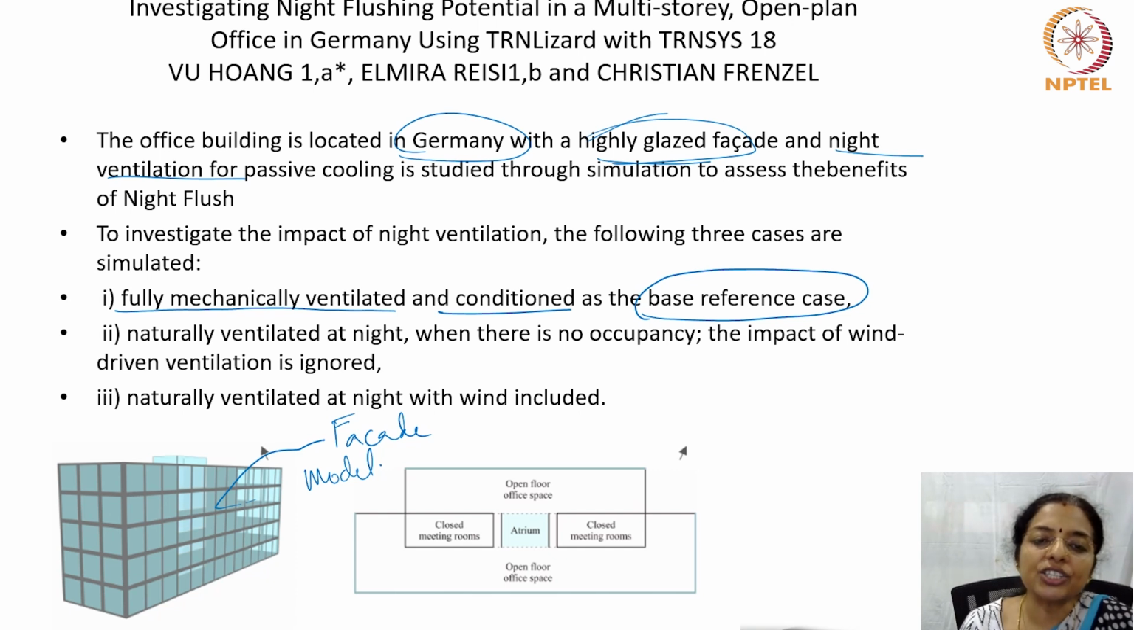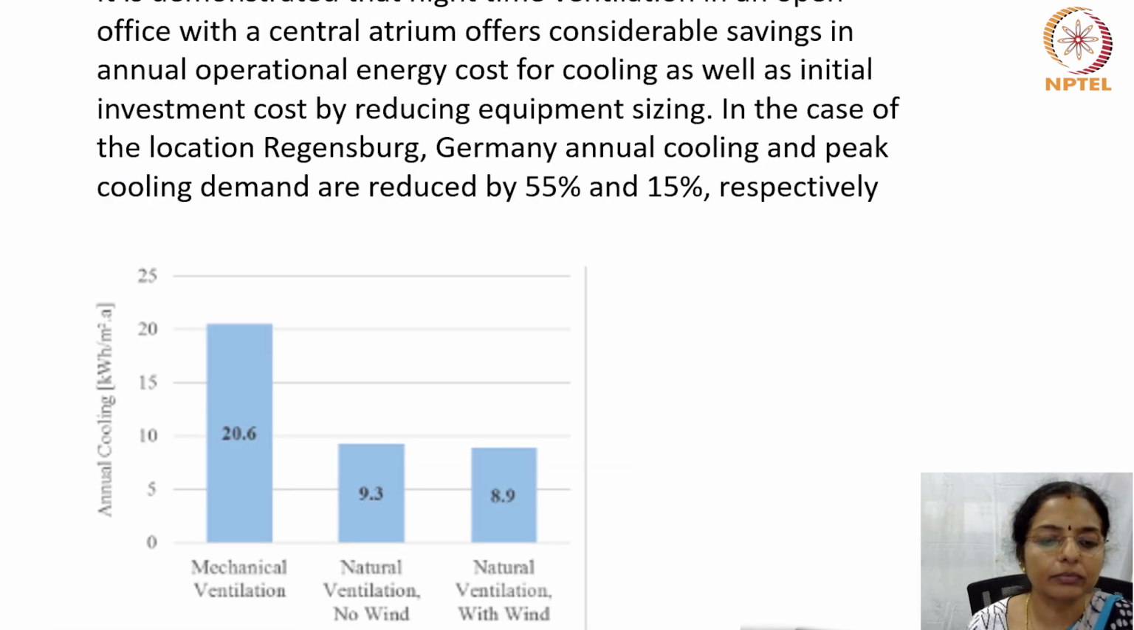Second is naturally ventilated at night when there is no occupancy. The impact of wind driven ventilation is ignored. And third is naturally ventilated at night with wind included. It is demonstrated that nighttime ventilation in an open office with a central atrium offers considerable savings in annual operational energy cost for cooling as well as initial investment cost by reducing equipment sizing.